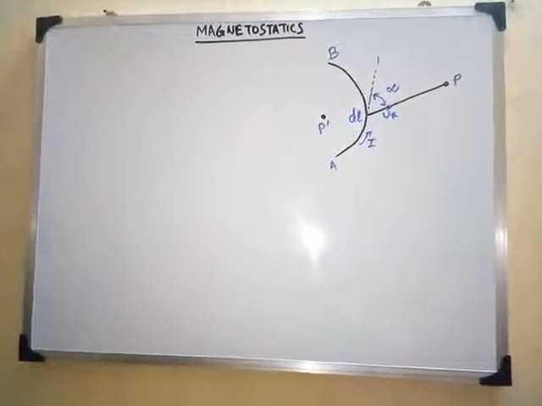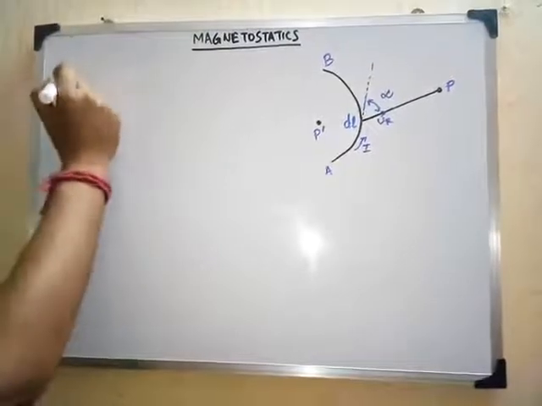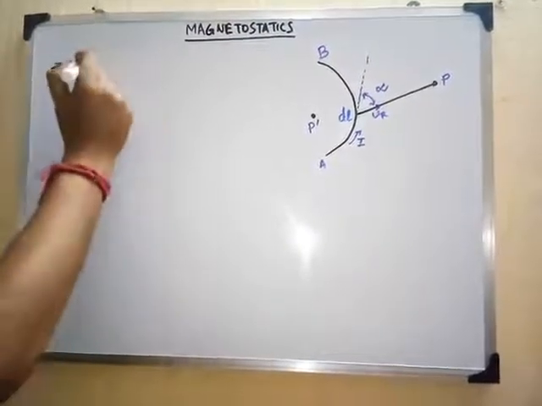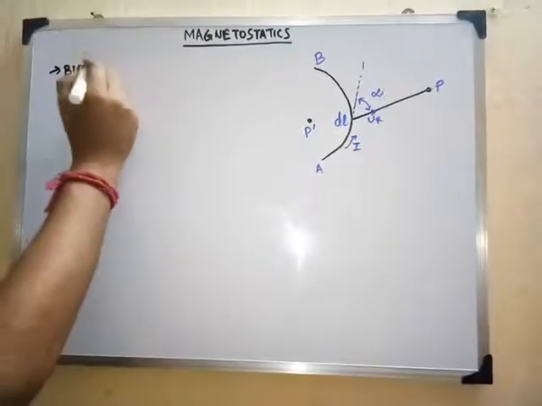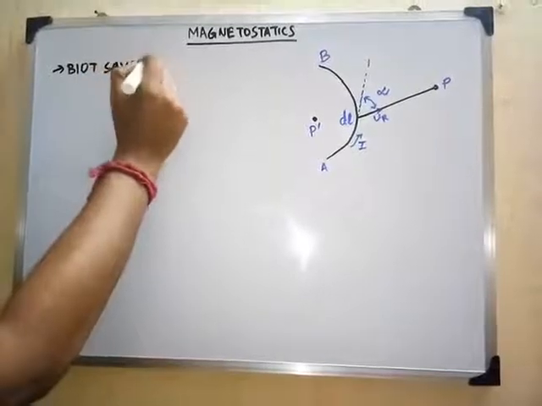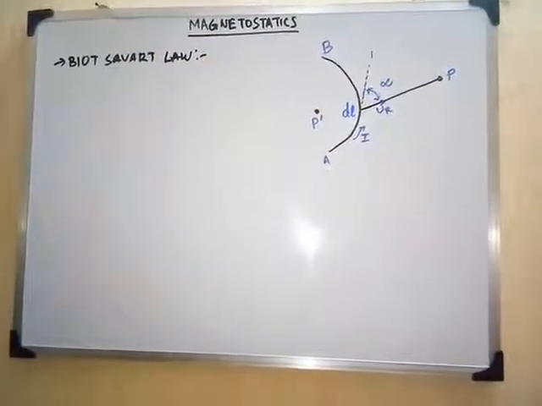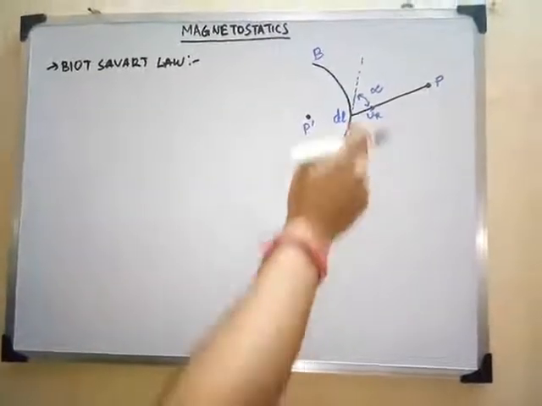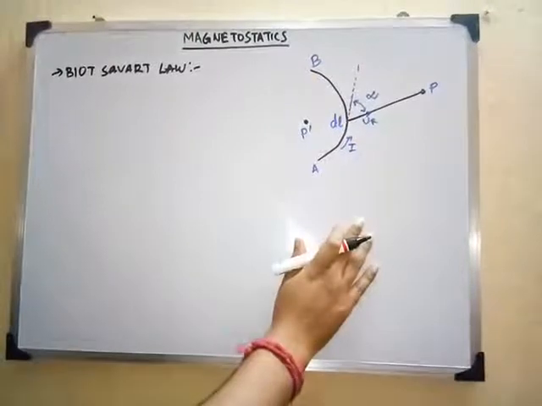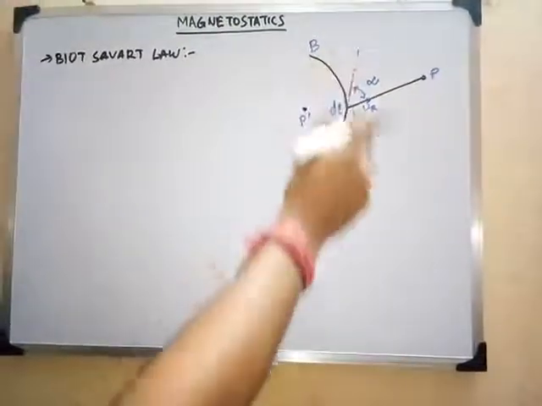So first, before we go to the details, let us have a recap of this Biot-Savart law, right? You might have seen this, you have studied this Biot-Savart law before. Let us have a quick recap. So Biot-Savart law. What this law states, first let me explain this figure. In this figure, A to B is a coil or a metallic conductor, and some current I is passing through this conductor, right?